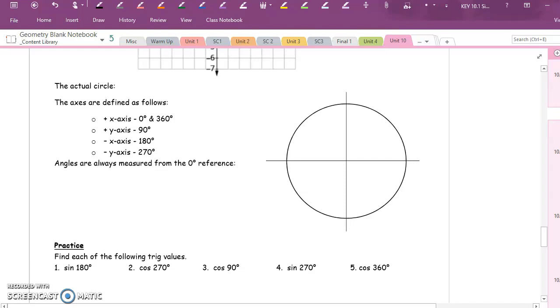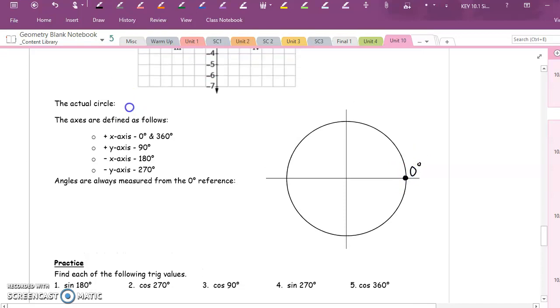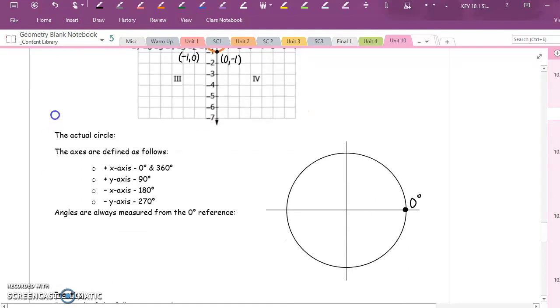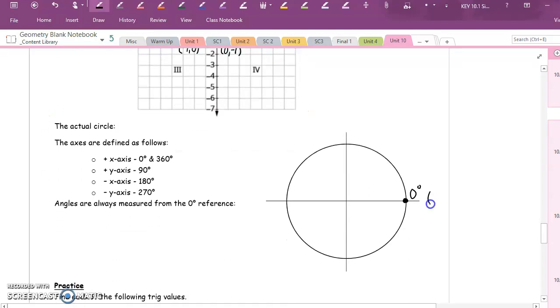So in the actual circle, the axes are defined as we have 0, which happens to be also 360 degrees, 90, 180, and 270. Angles are always measured from our 0-degree reference. So my 0-degree reference is going to always start right here. This will be 0 degrees. Now, as we did above, my ordered pair was 1, 0. So at 0 degrees, we have our ordered pair of 1, 0.